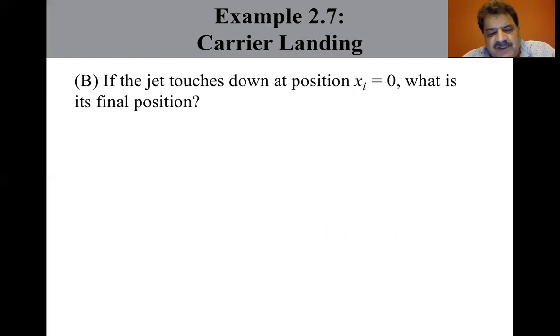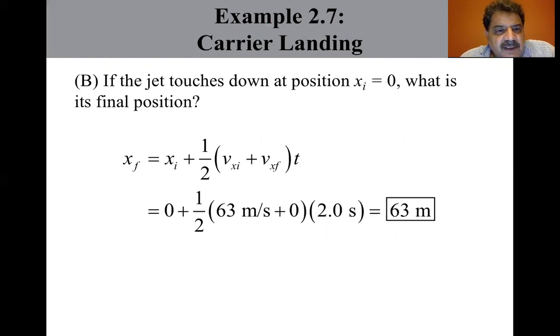Okay, if the jet touches down at position x equals 0, what is its final position? Use this equation to solve for the final position. X final is x initial plus 1/2 the average velocity times t. Given the size of the aircraft carrier, a length of 63 meters seems reasonable for stopping the jet.